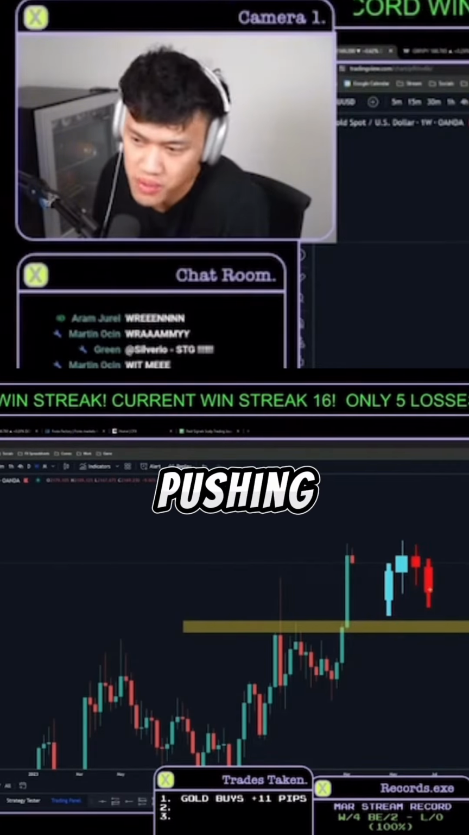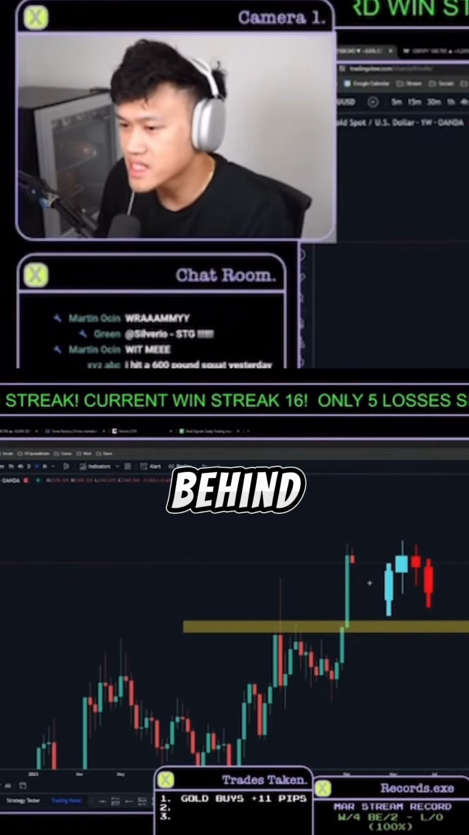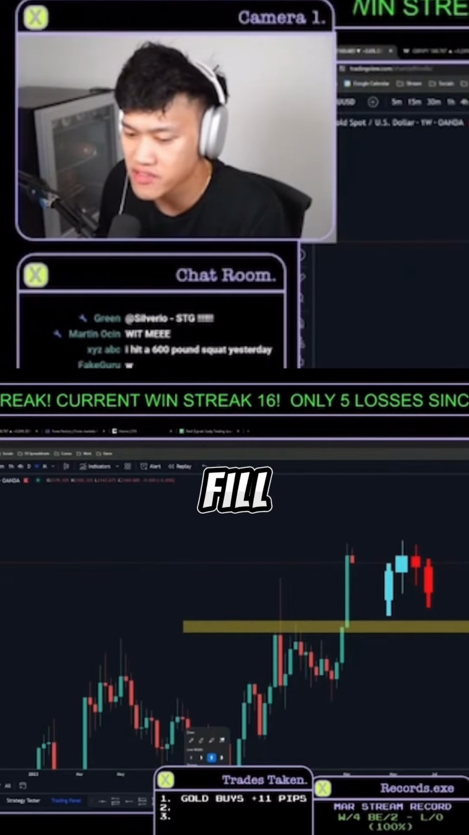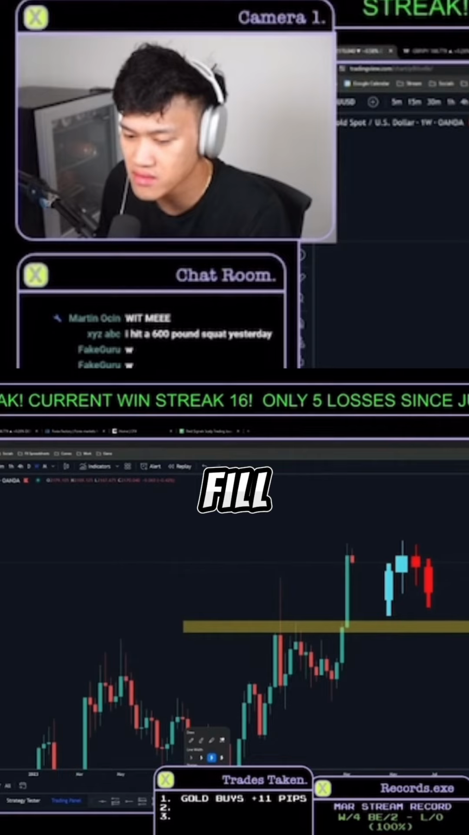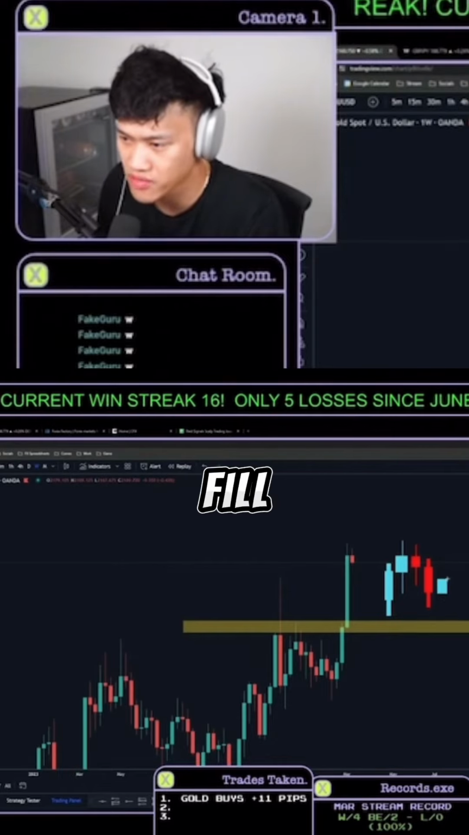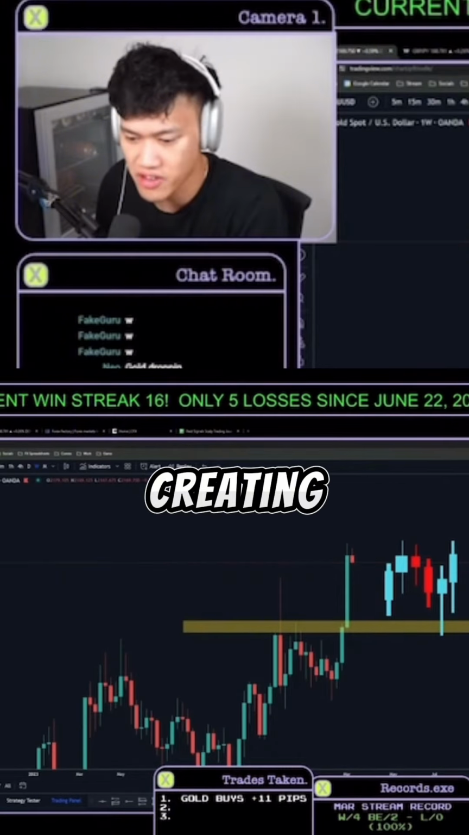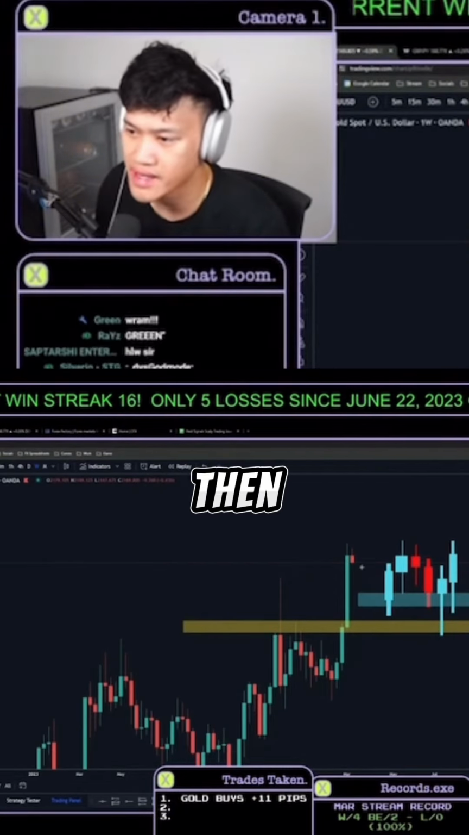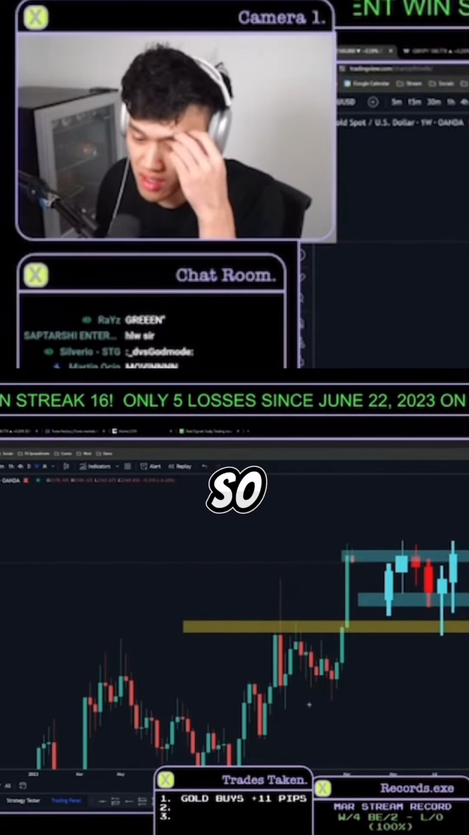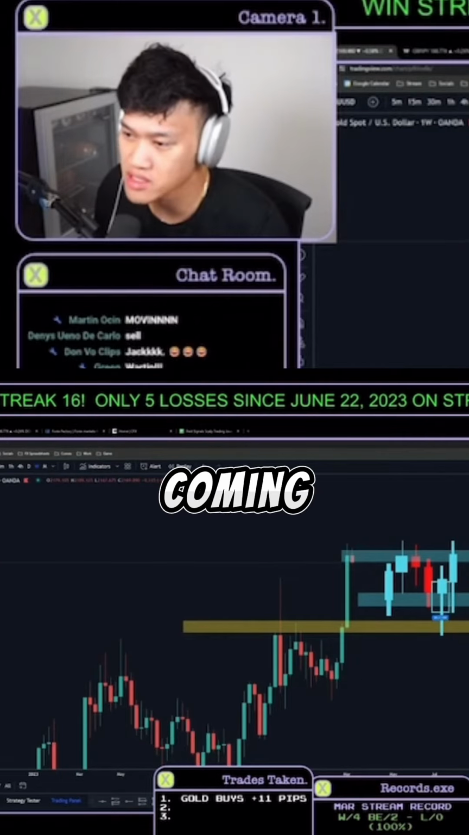So with price pushing down, the idea behind this wick here is that you still have a wick to fill left. So since you have a wick to fill, this is likely what would happen if you were to fill that wick on a smaller time frame. You're literally creating a support right around here, and then this is your resistance because that's the wick fill. So as it's coming up to fill that wick, you're just coming up like this.